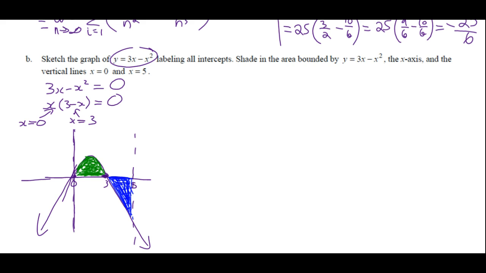Okay, so let's call this area 1, and call this area 2. So we have these two separate areas. Okay, so in part C, which is on the back of the page, we're going to use antiderivatives to determine the shaded area above the x-axis, right? Which means we need to go from 0 to 3. That's what's above the x-axis.